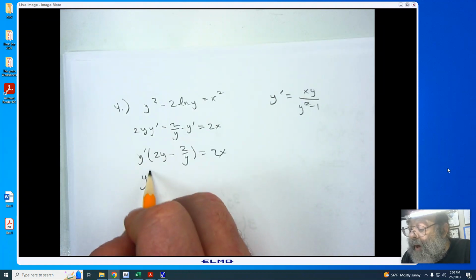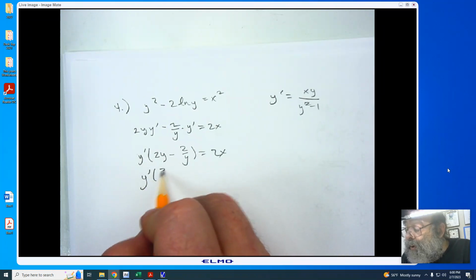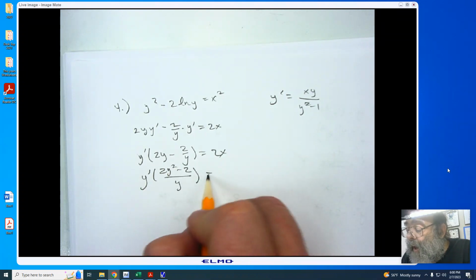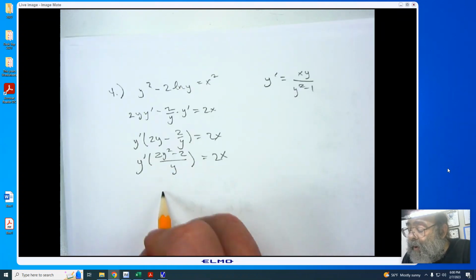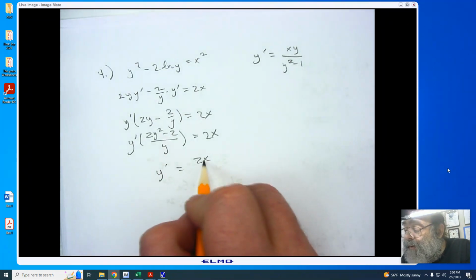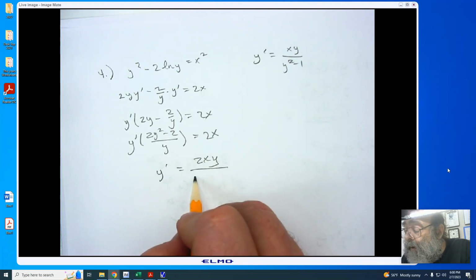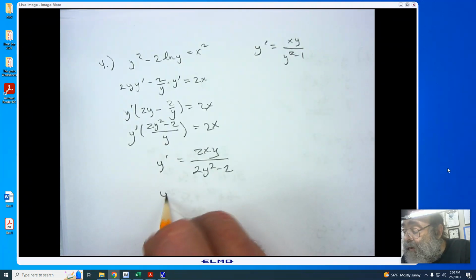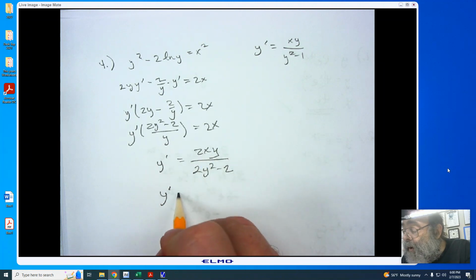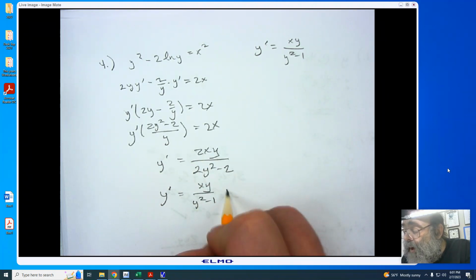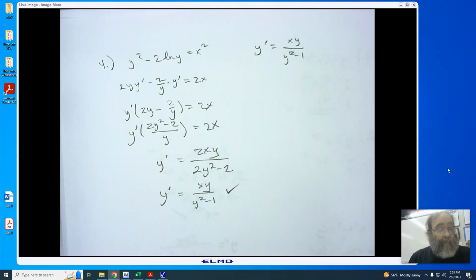Getting the common denominator, y prime times 2y squared minus 2 over y, allows me to multiply by the reciprocal, so that y prime will then equal 2x times y over 2y squared minus 2. Factoring out the 2 and reducing it with the numerator, I have xy over y squared minus 1, which is what we're looking for.